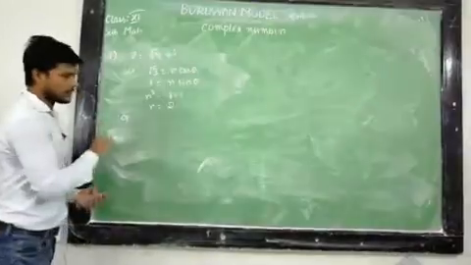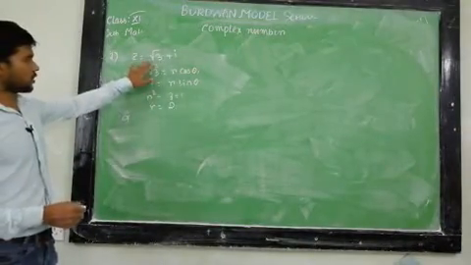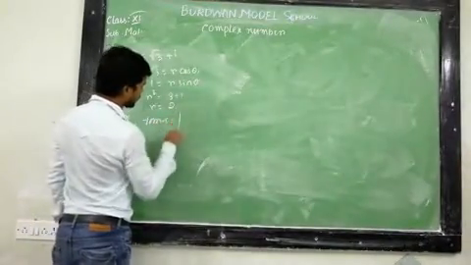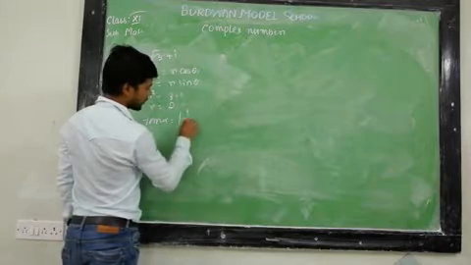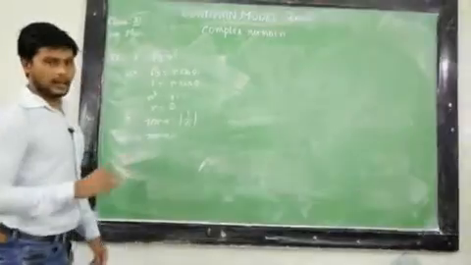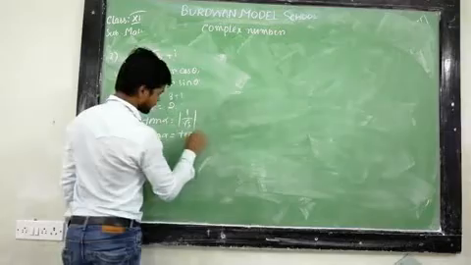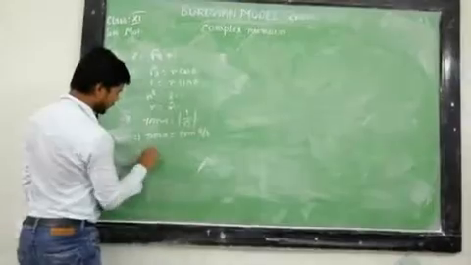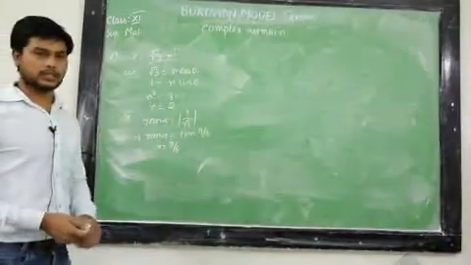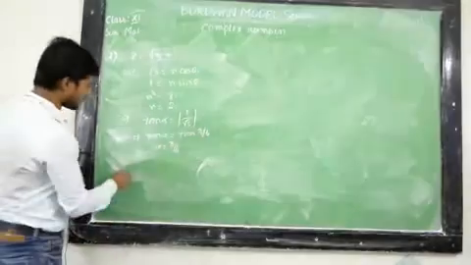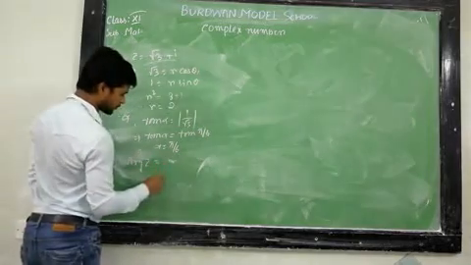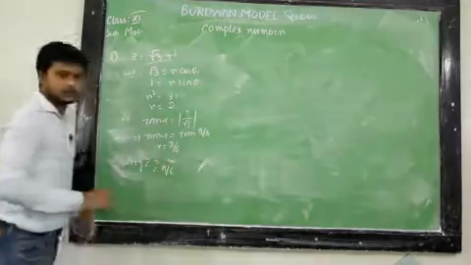Now if alpha is the angle made by the line joining the origin to this point with the x-axis, then we know that tan alpha equal to mod of b by a. That means tan alpha equal to 1 by root 3, means tan pi by 6. Tan pi by 6, that means alpha equal to pi by 6. Now look at the point. The point is lying on the first quadrant. So argument of z, theta, will be equal to alpha, means pi by 6.